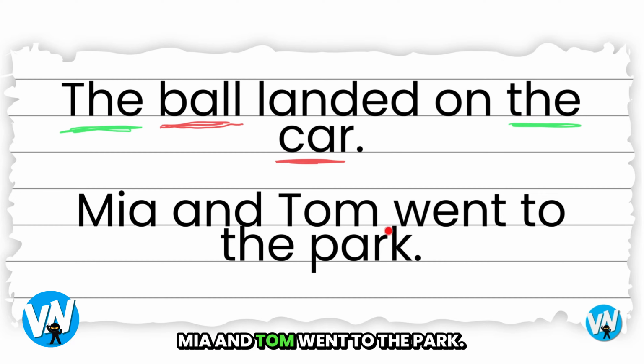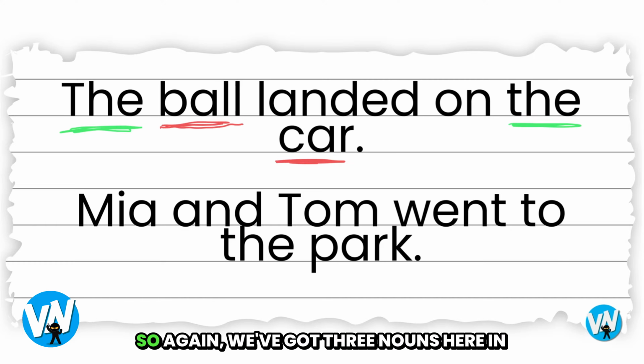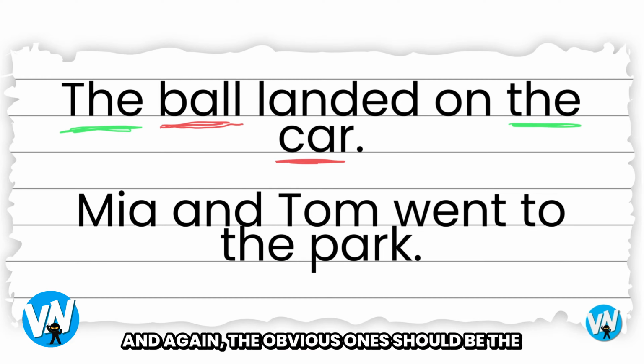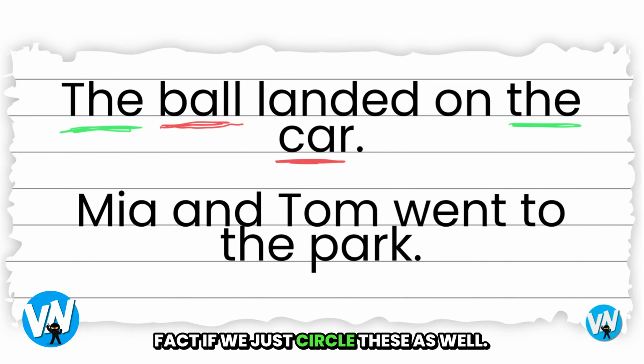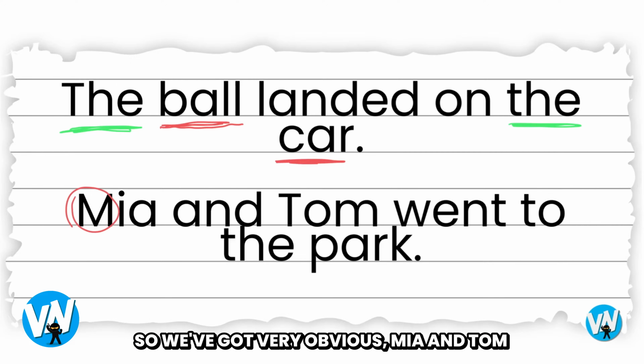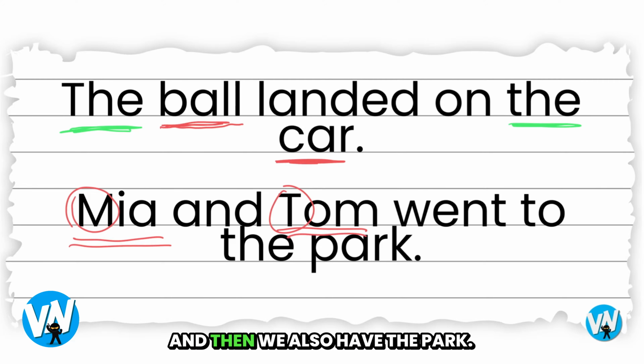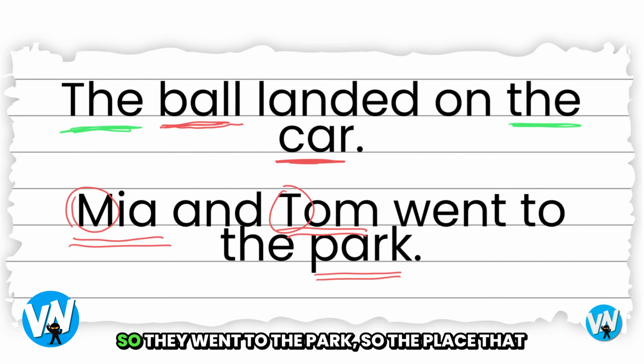Mia and Tom went to the park. So again, we've got 3 nouns here in this sentence. And again, the obvious ones should be, if we just circle these as well, we've got very obvious Mia and Tom, naming words. So they are proper nouns, giving Mia and Tom their names. And then we also have the park.